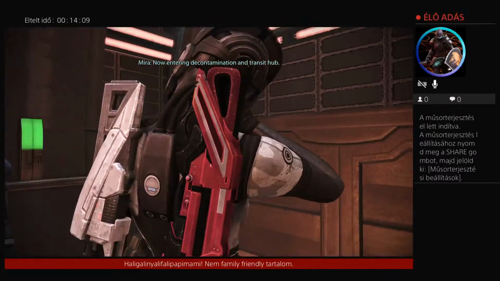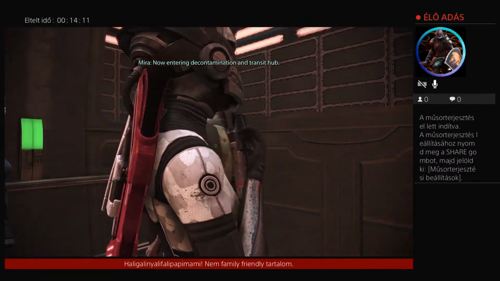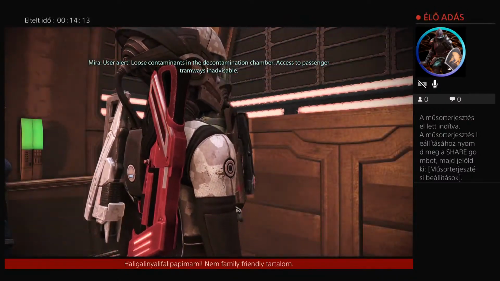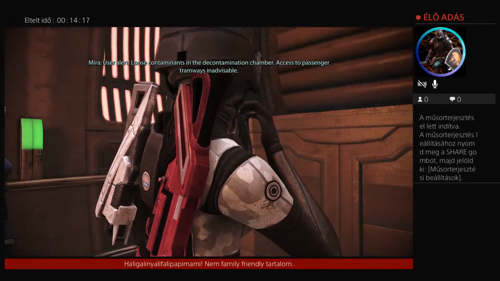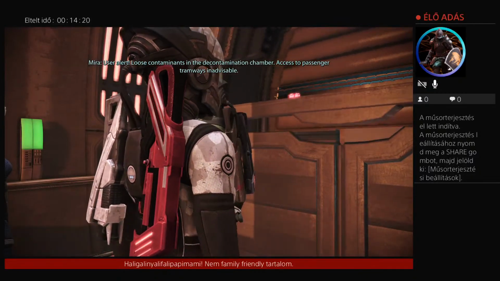Entering decontamination and transit hub. User alert. Loose contaminants in the decontamination chamber. Access to passenger tramways inadvisable.